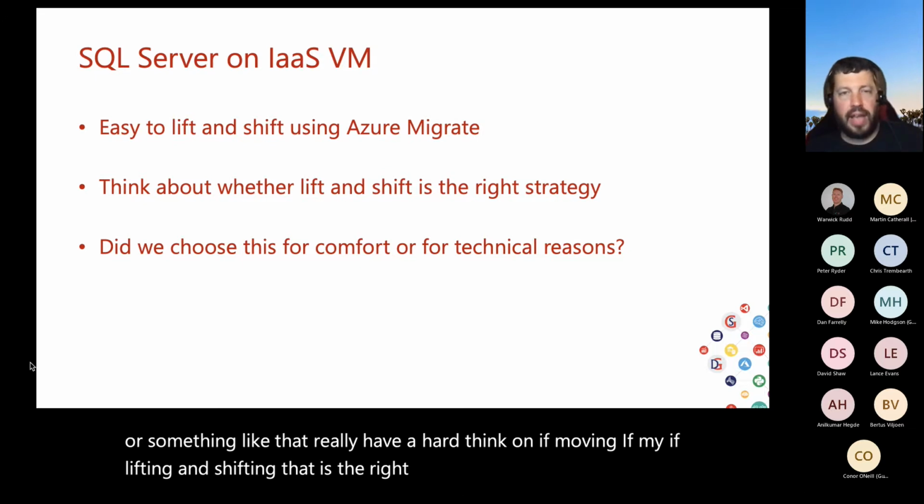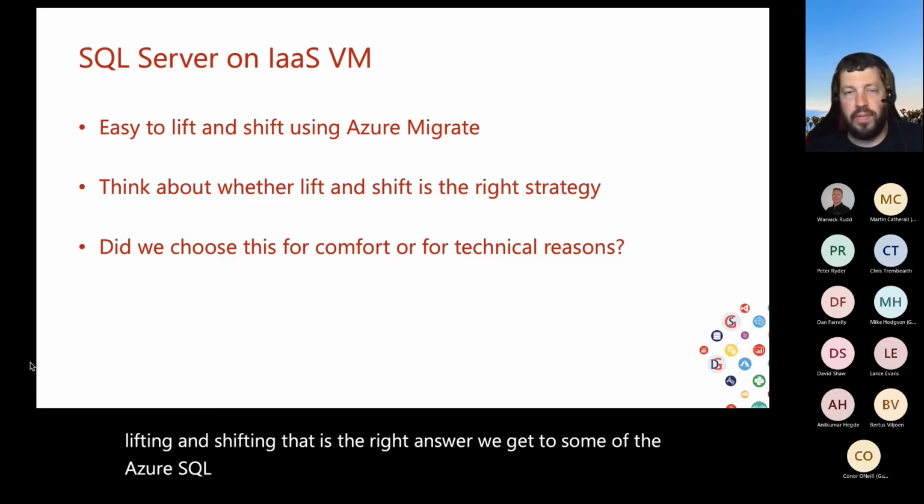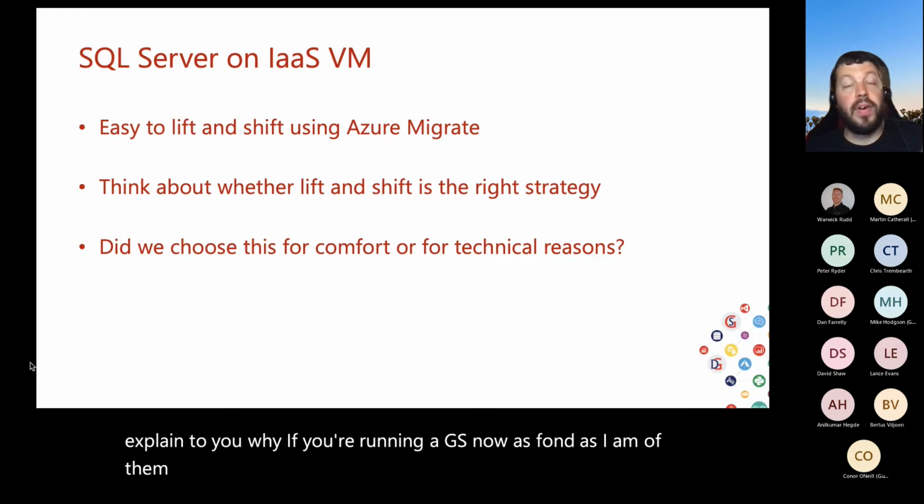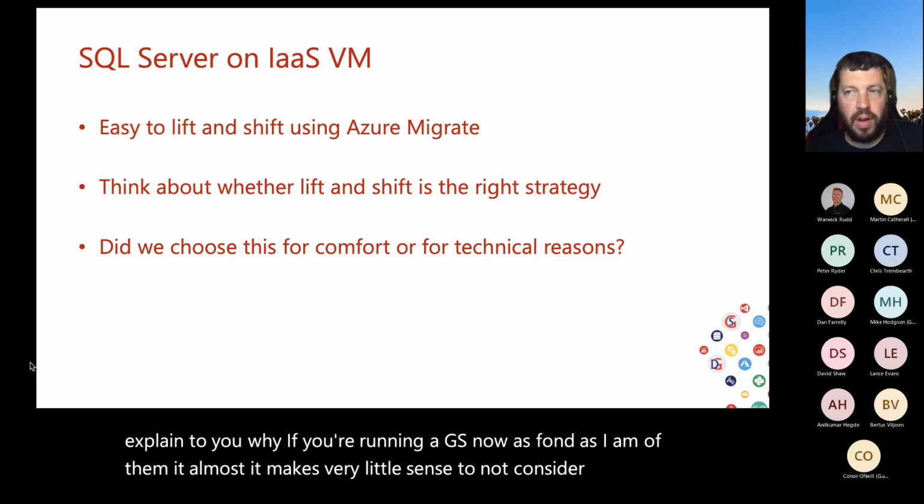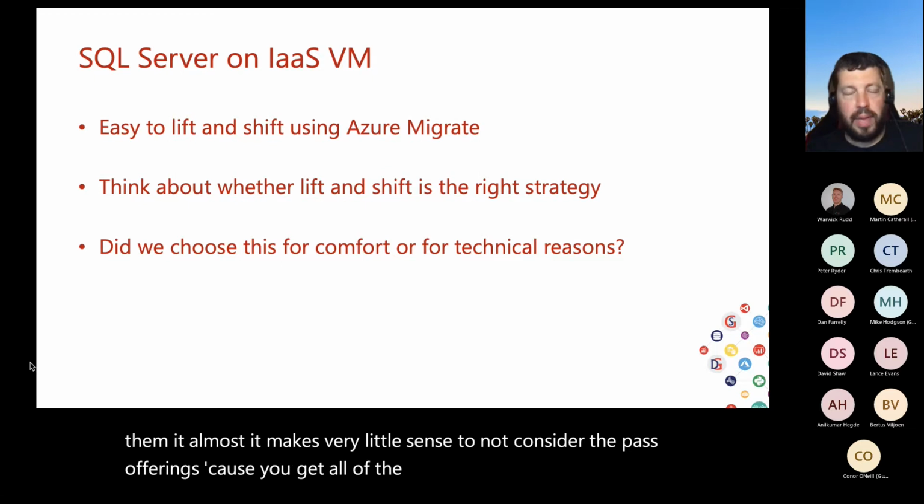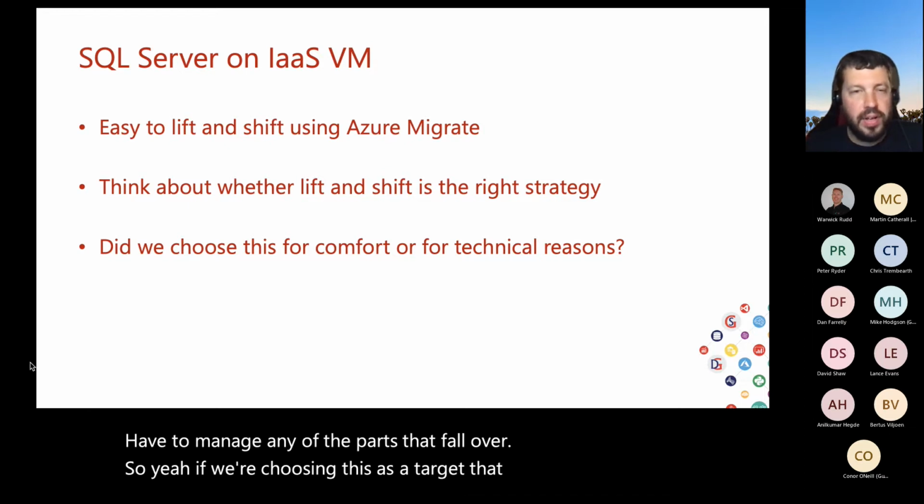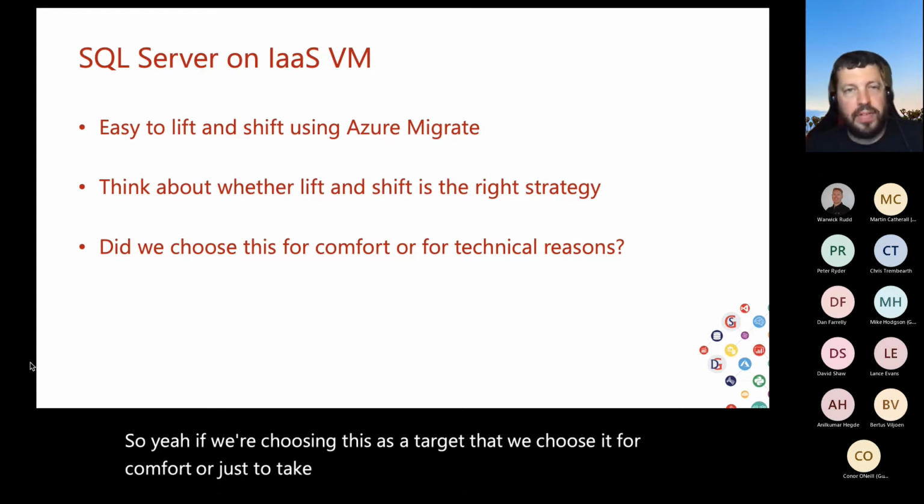When we get to some of the Azure SQL service tier stuff in a few minutes, I'm going to explain why, if you're running AGs now, as fond as I am of them, it makes very little sense to not consider the PaaS offerings, because you get all of the benefits and you don't have to manage any of the parts that fall over. So if we're choosing this as a target, do we choose it for comfort or just to tick a box so we get a bonus, or are there sound technical reasons?